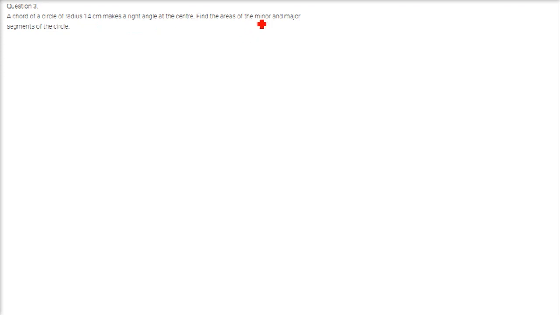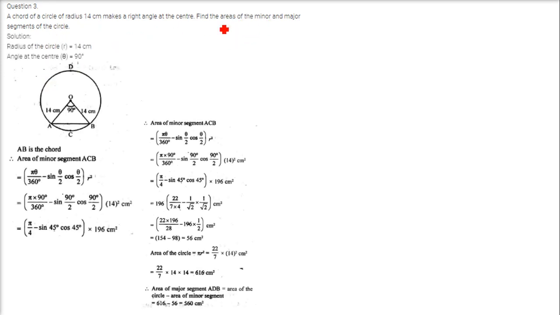A chord of a circle of radius 14 centimeter makes a right angle at the center. Find the areas of the minor and the major segment. So here we have to find the major segment also. First we will find the minor segment, this one, and this we know the formula.